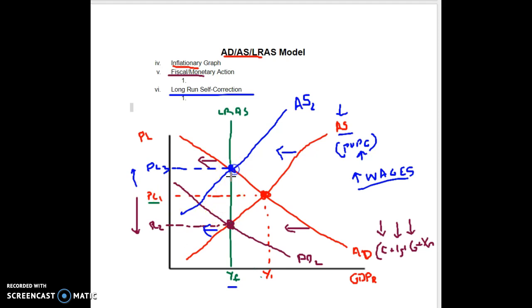Right, so those are the two options. One, fiscal or monetary action, move aggregate demand left, close that gap. Or two, wait. If you wait, it's aggregate supply that fixes it. The change of wages hits our per unit production cost. Right, I hope that was helpful.